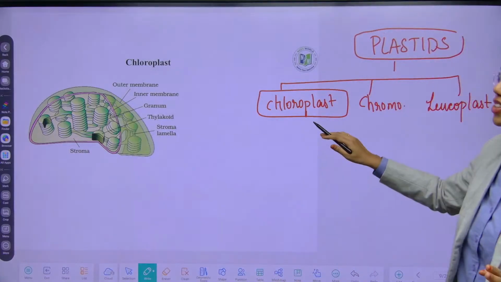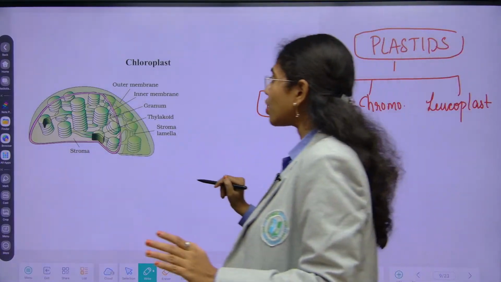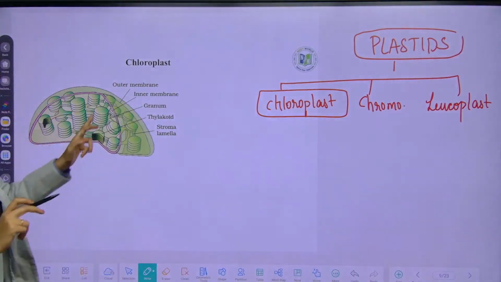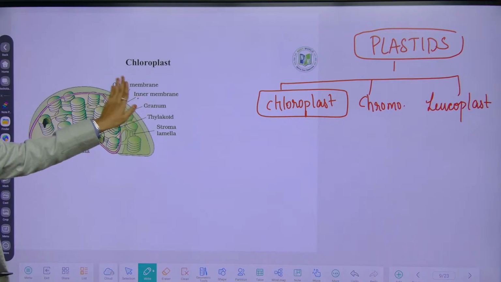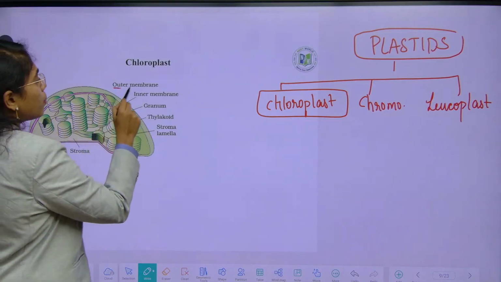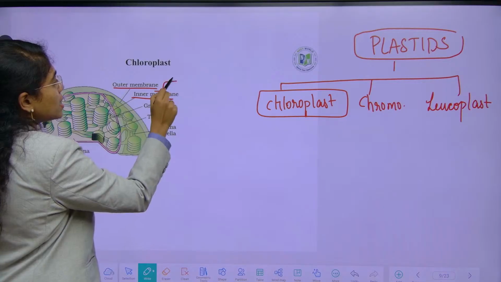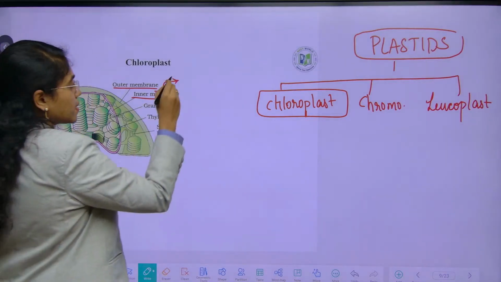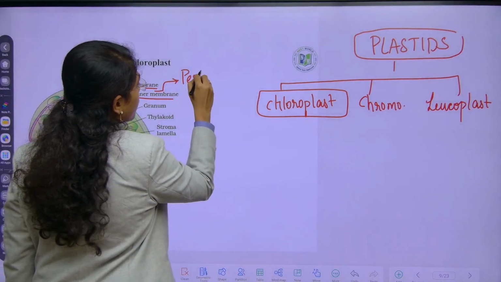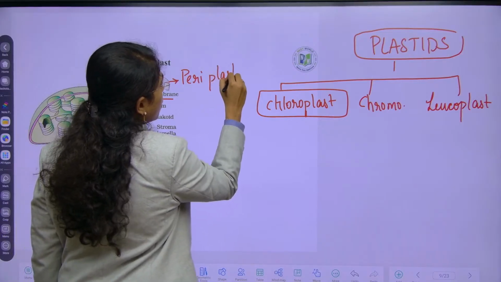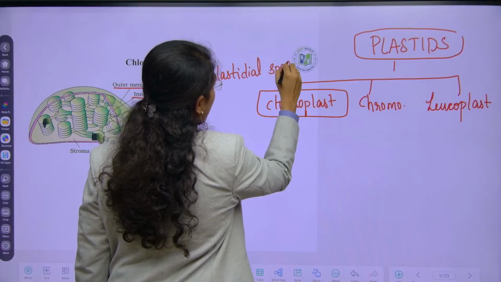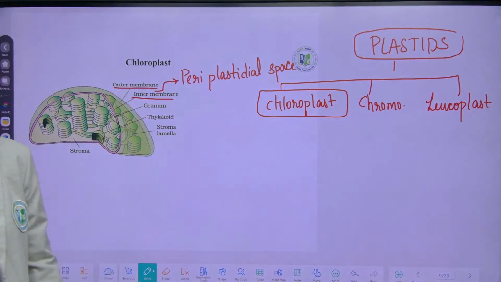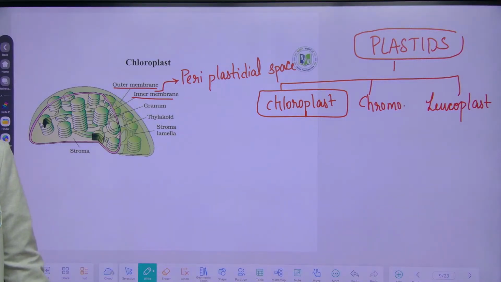Yeah. First with chloroplast. Chloroplast has 2 membranes, outer membrane and inner membrane. It is a double membrane bound organelle and the space between outer membrane and inner membrane is addressed as periplastidial space. Space between outer and inner membrane is known as what? Periplastidial space, which is around 10 to 20 micrometers in diameter.